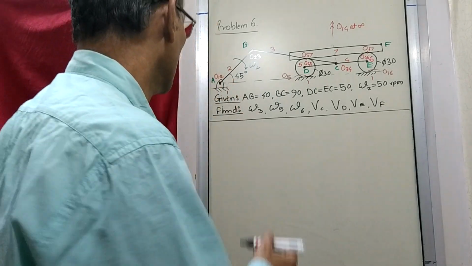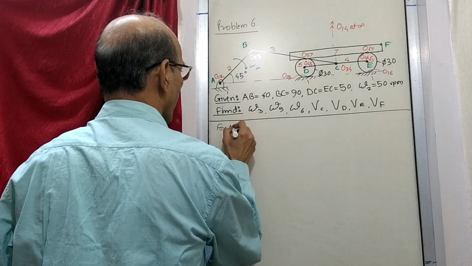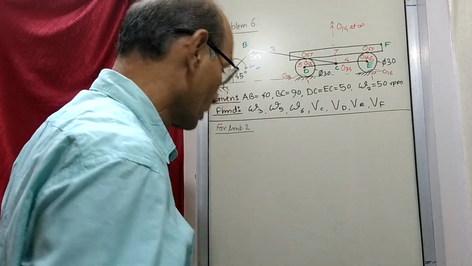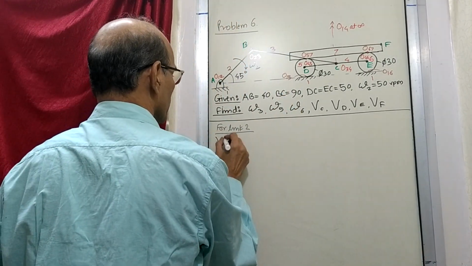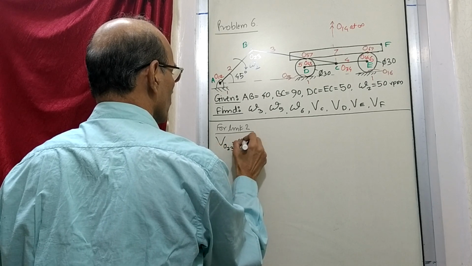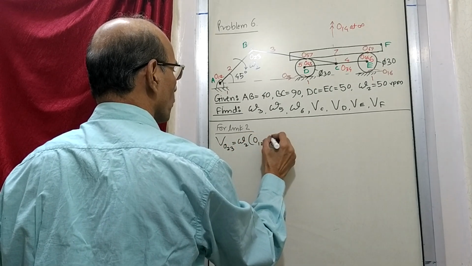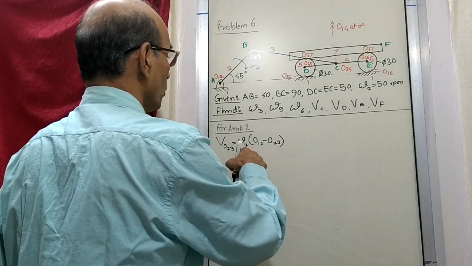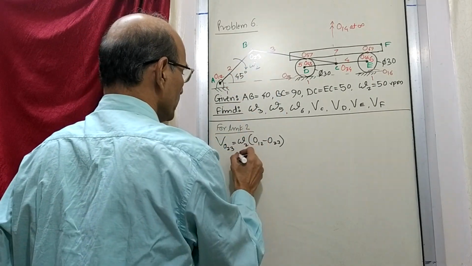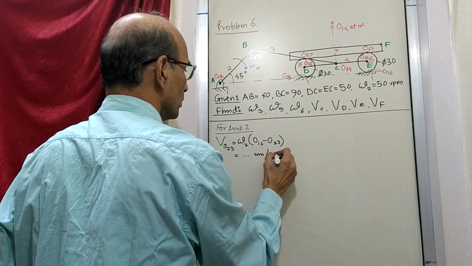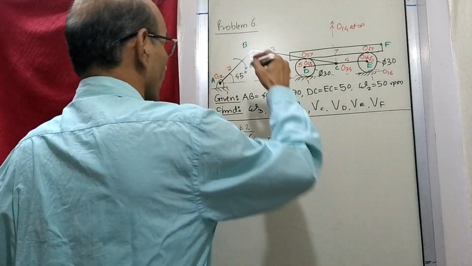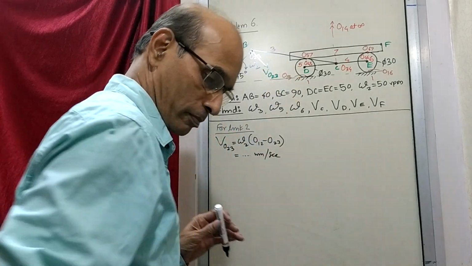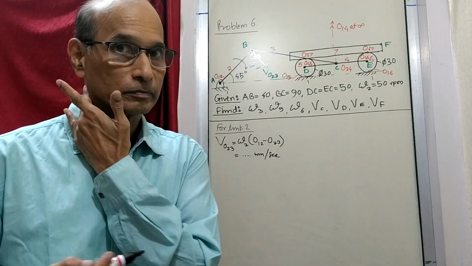So we begin with the link number 2. So for link number 2, we write velocity of O23 equal to omega 2, distance from O12 to O23. So distance from O12 to O23 and omega 2, that will give you velocity of O23. So this you will be able to find out, and it is here. That is velocity of O23.